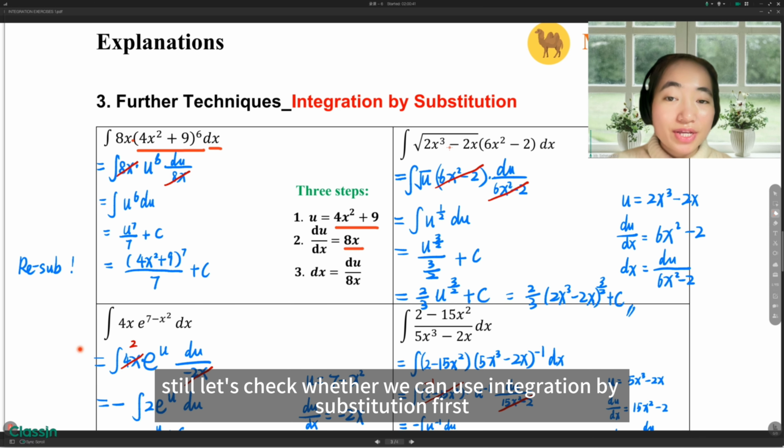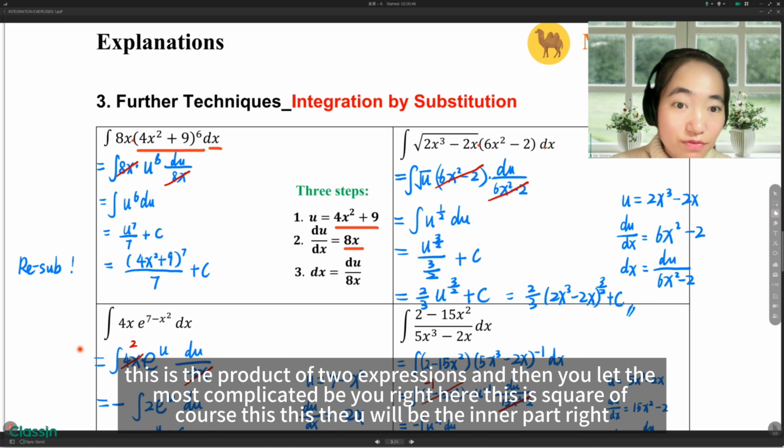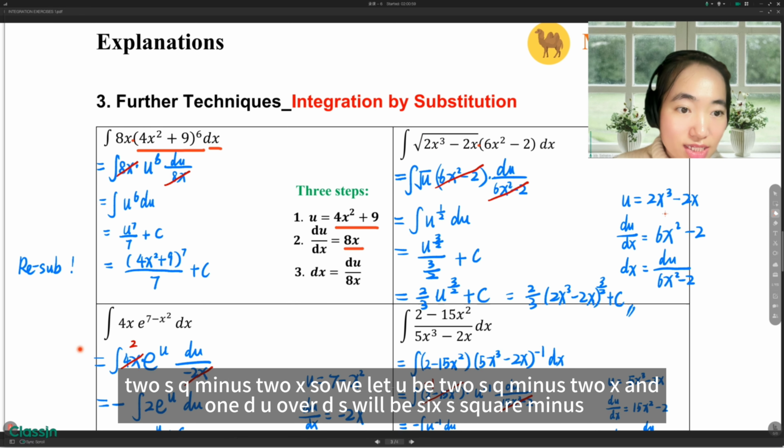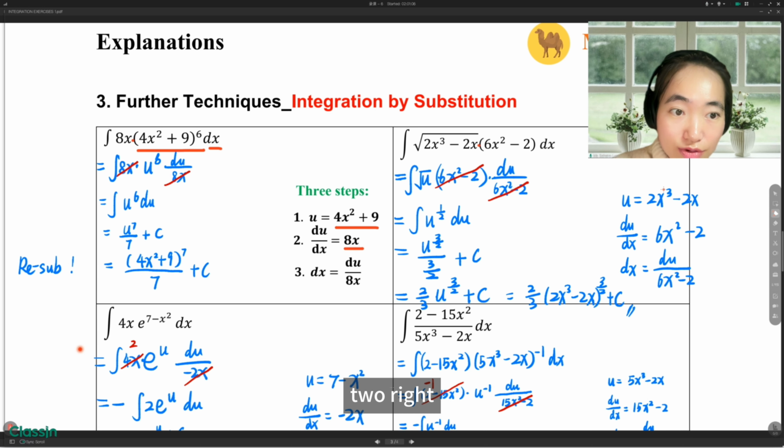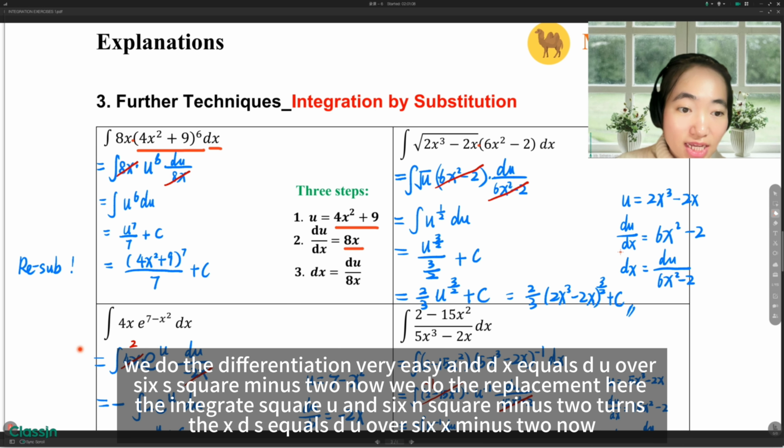Still, let's check whether we can use integration by substitution. First, this is the product of two expressions, and then you let the most complicated be u, right? Here, this is a square root. Of course, the u will be the inner part, right? 2x cubed minus 2x. So we let u be 2x cubed minus 2x. And then du over dx will be 6x squared minus 2, right? You do the differentiation, very easy. And dx equals du over 6x squared minus 2.